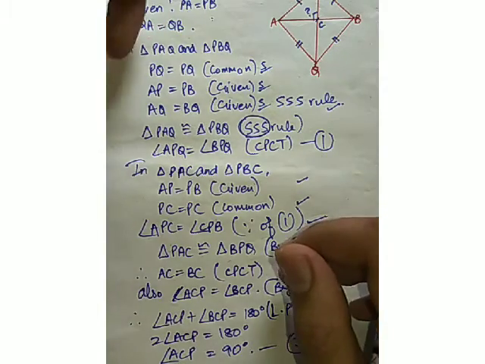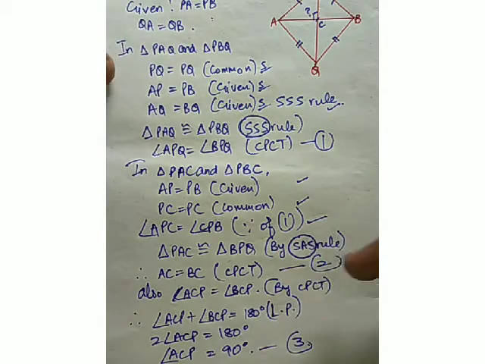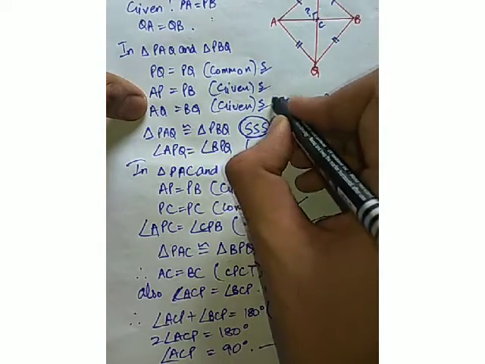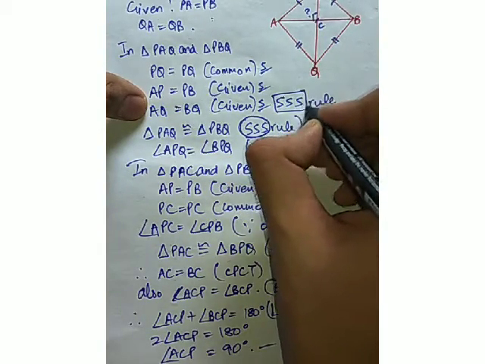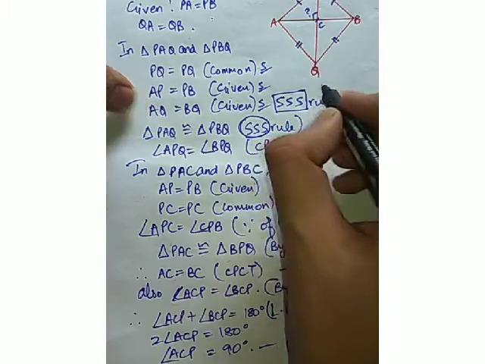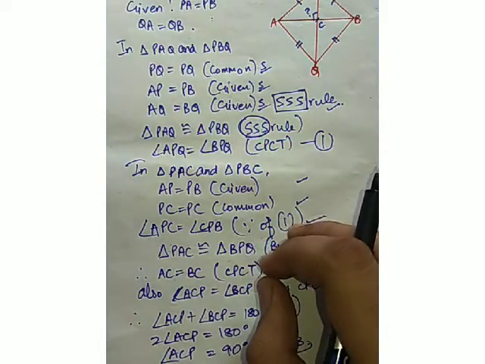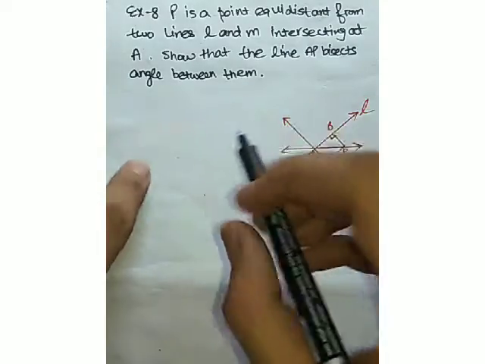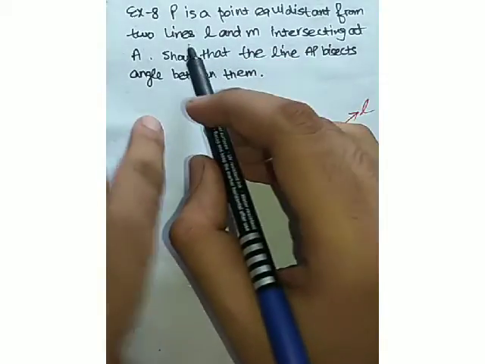All right, so yeah, only one example is left. Let's do that. And we have applied the SSS rule in this, so evidently we will be doing the RHS rule in the last example. This is our concluding example of this exercise.